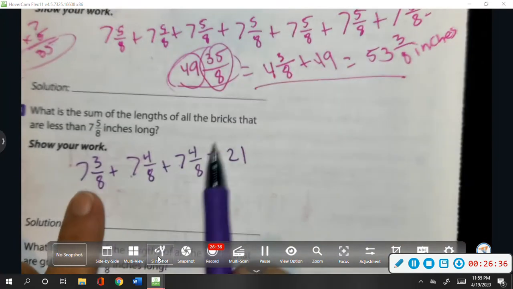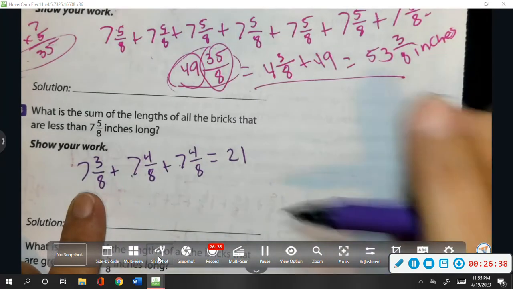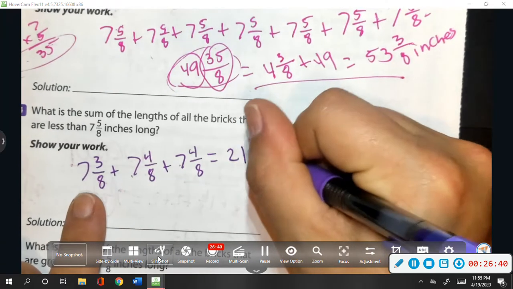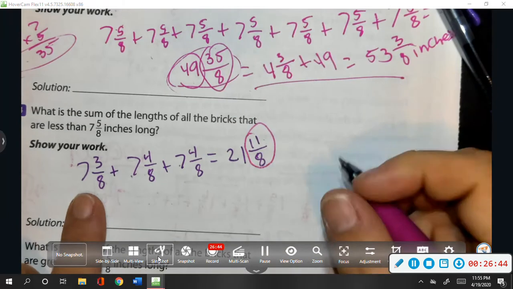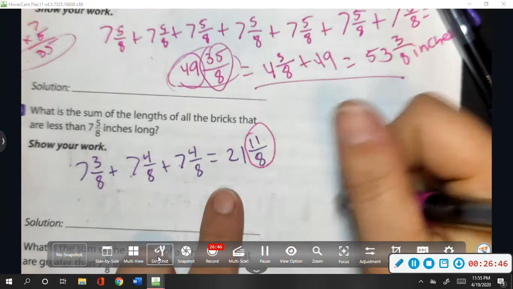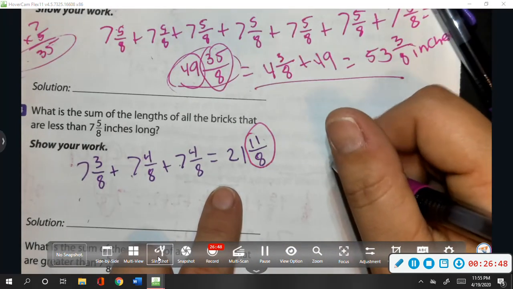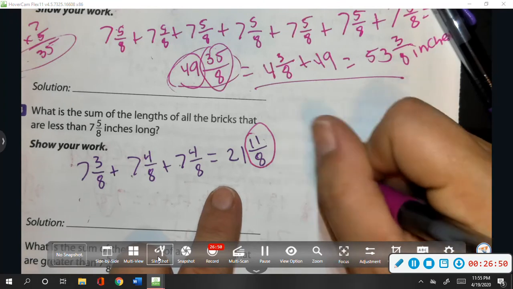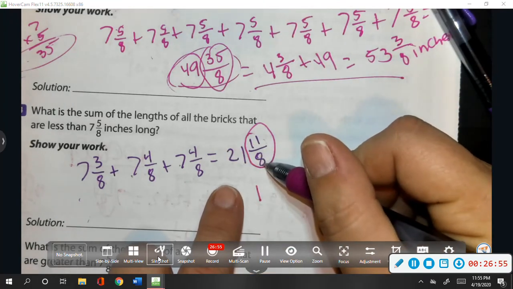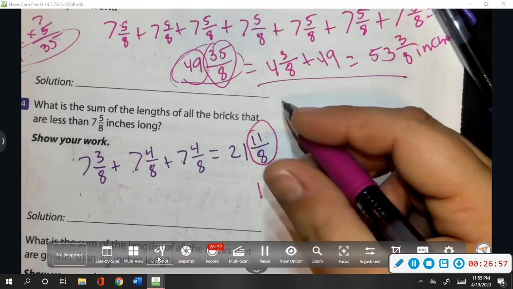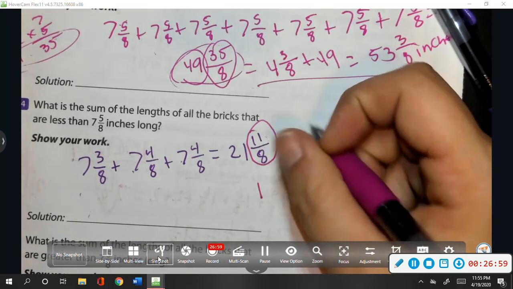And then 4 plus 4 is 8, 9, 10, and 11. 11/8. We're going to do the same thing we did before. We're going to pull that improper fraction away from our whole number. 8 goes into 11 one time. So that's going to be 1. And that would be 9, 10, 11. It'd be 3/8.